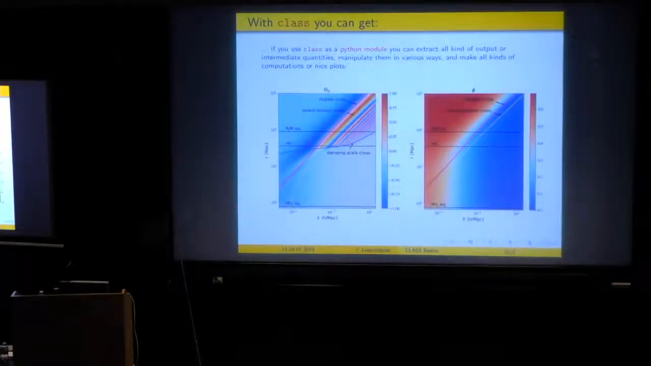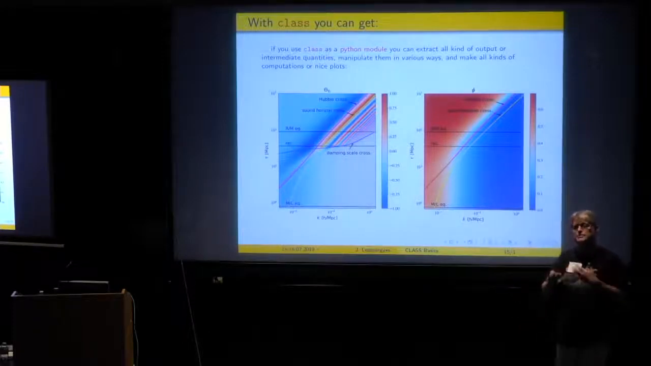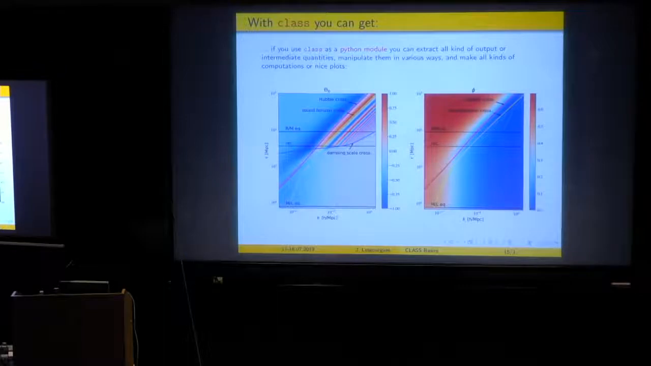For instance, this is a script that is publicly available. When you download CLASS, you have examples of scripts. This is one of the most sophisticated that you have when you download CLASS. The colors show the amplitude of some perturbations, more precisely transfer functions, for the photon density and for the metric fluctuation phi as a function of conformal time going from the early universe to today, and wave number coming from large wavelengths to small wavelengths. And with this kind of colors, you can really appreciate the evolution of these perturbations.